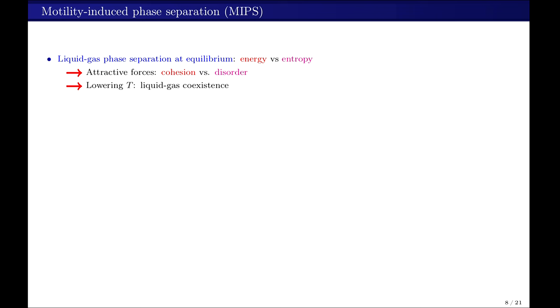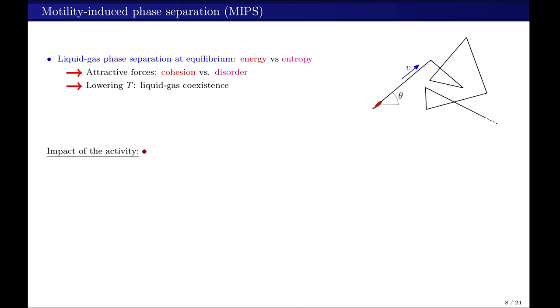But before speaking of this kind of out-of-equilibrium phase separation, I want to refresh some notions of equilibrium phase separation. At equilibrium, liquid-gas phase separation occurs because of a competition between energy and entropy. You have energy, that is basically cohesion, attraction that brings particles together. You have entropy that tends to homogenize the system, and the competition between the two leads, if you are at sufficiently low temperature, to a liquid-gas coexistence. That's standard equilibrium physics. Now, on top of that, we add activity, so these self-propelling particles.